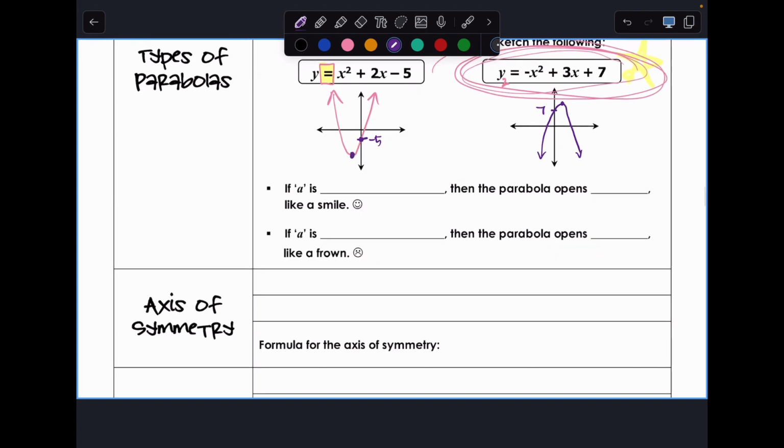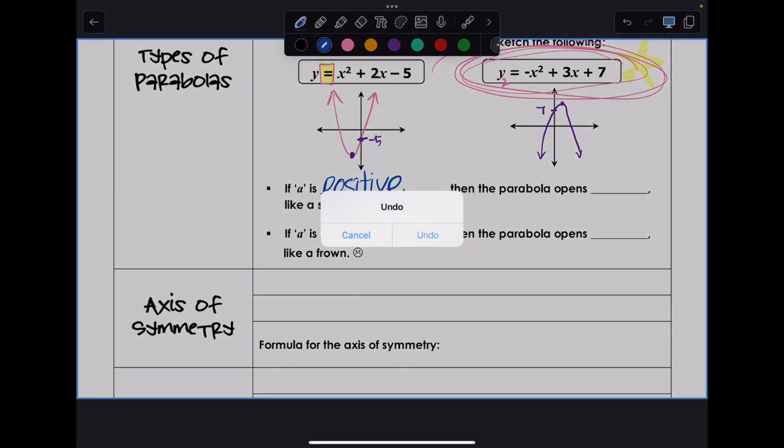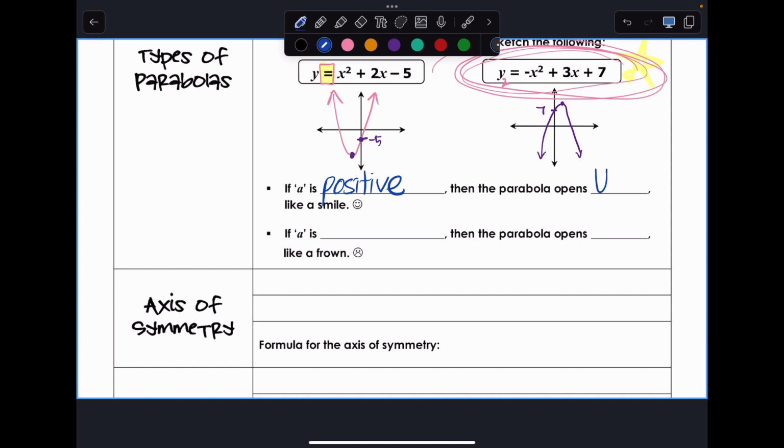So if A is positive, then the parabola opens up or down? Up, like the letter U. If A is negative, then the parabola opens down, like a frown. Any questions? Cool.